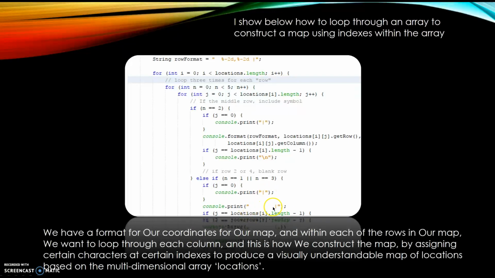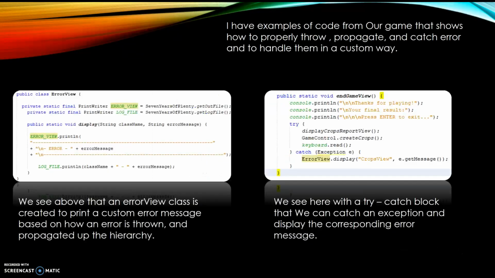We have spaces under certain conditions, and so each of these indexes basically produce a different visual printout to help create our map. And as I demonstrate the game, I'll show how those print out a 5x5 map based on the row and based on the location of and the values of those rows and columns.